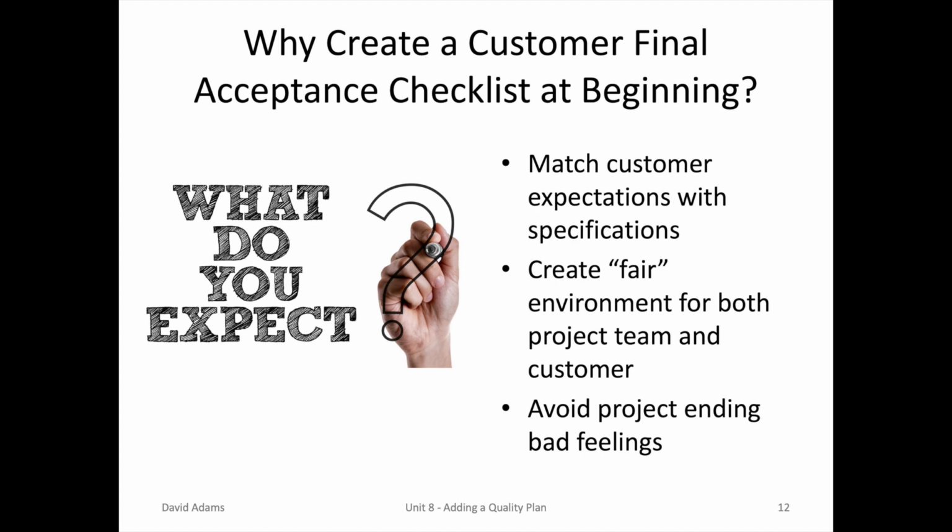Let's now talk about the fourth component of our quality plan, the customer final acceptance checklist. Why do you need to do this at the beginning? Well, first, it matches customers' expectations with the specifications. You create a fair environment for both the project team and customer. That is, we all know what needs to be done and we agreed on it, and don't get disappointed at the project end when there isn't a feature or an item added when it wasn't specified originally.